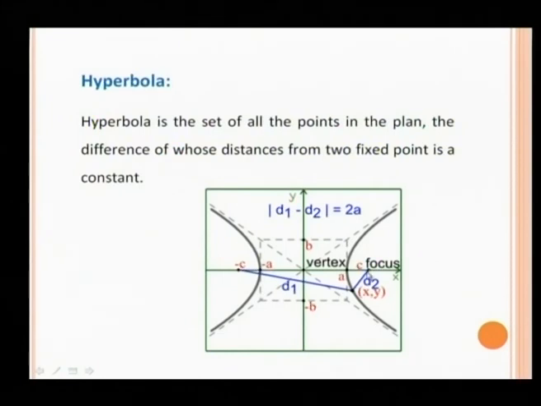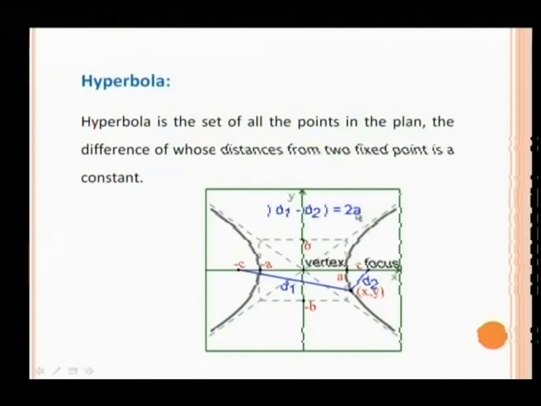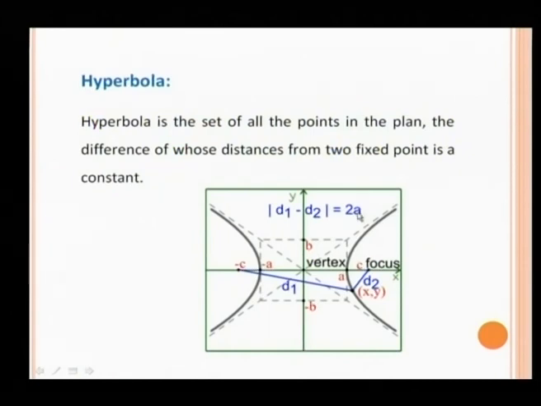Here you have two foci, c and minus c, and if the difference of the distances from the two foci to the same point on the hyperbola is a constant, equal to 2a, then we would form the equation of hyperbola.